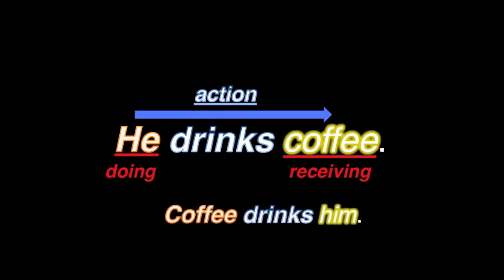He drinks coffee. So the action is drink, and it goes in this direction. He is doing the action, and coffee is receiving the action. Let's switch the subject and the object again. Coffee drinks him. Because the action goes in this direction, this doesn't make any sense.